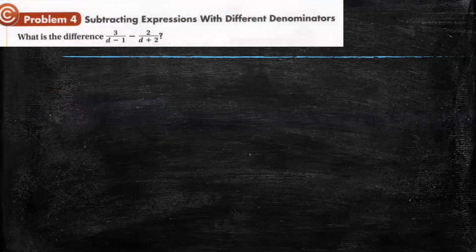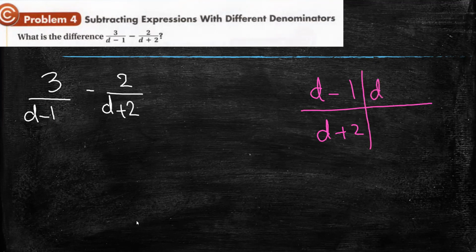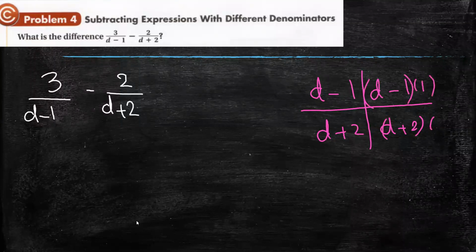Now, subtracting expressions with different denominators. Here now we have 3 over d minus 1 minus 2 over d plus 2. The first step, let's write them here now. Then, let's now have the denominators, d minus 1 and d plus 2. Let's now factorize them. We have d minus 1 here, and here we have d plus 2 only. These are the factors of them.